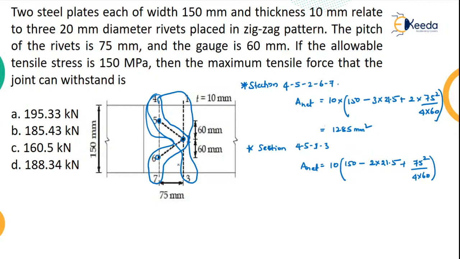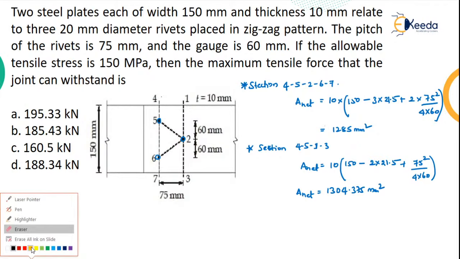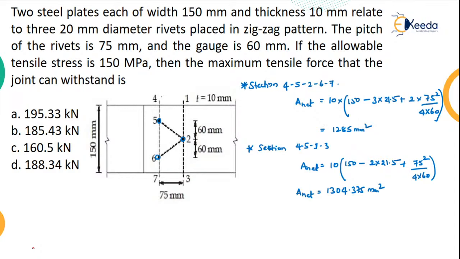Now, how much will this area come up to? This area will be equal to 1304.375 mm². Now moving on to the last section, I'll just erase this so that you can easily understand. What will be the last section we have to consider? 4, 5, 6, 7. Just this one, without considering this rivet. So that is your section 4, 5, 6, 7.